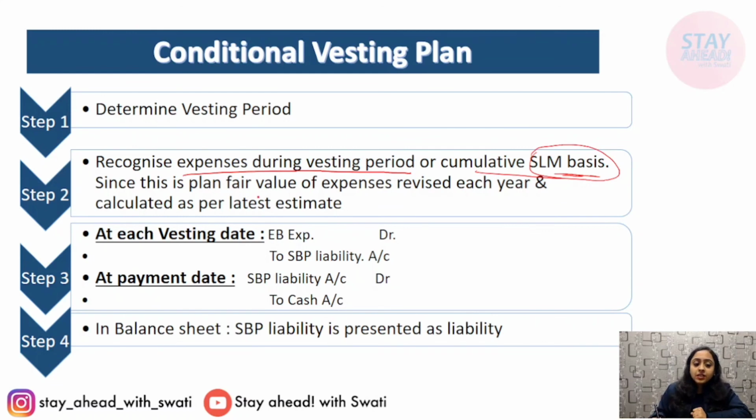Since this is a plan, the fair value of expenses is revised each year and calculated as per the latest estimate. At each vesting date, it will be employee benefit expense debit to share based liability account. Finally, at the payment date when you will be paying cash, then share based payment liability account debit to cash. In the balance sheet, share based payment liability is presented as a liability. Since it is a cash outflow, this means the entity has an obligation and therefore it is recorded as a liability. Otherwise, if shares are needed to be given, then it is known as equity.